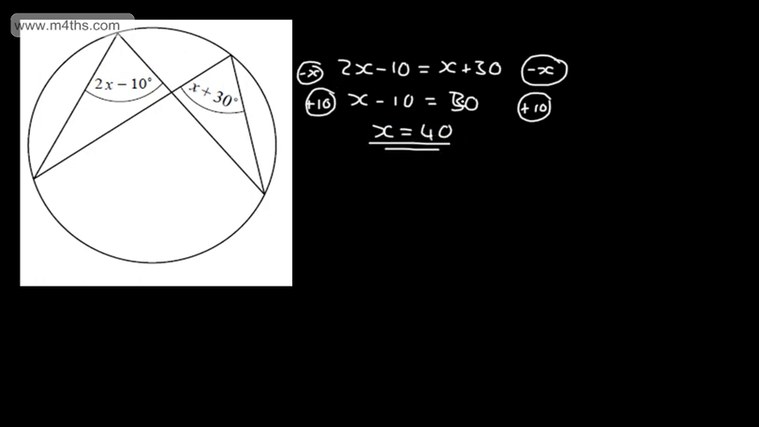So I've solved x. I now need to put it back in to find these. So 2 times 40 minus the 10, that's going to give me 70. Then x plus 30 is going to be 40 plus 30, so we've got 70 degrees. And we can see that that holds for both. Do check that it works. Don't just solve for x. Plug it back in and find these. And your reason would be now the bow theorem.